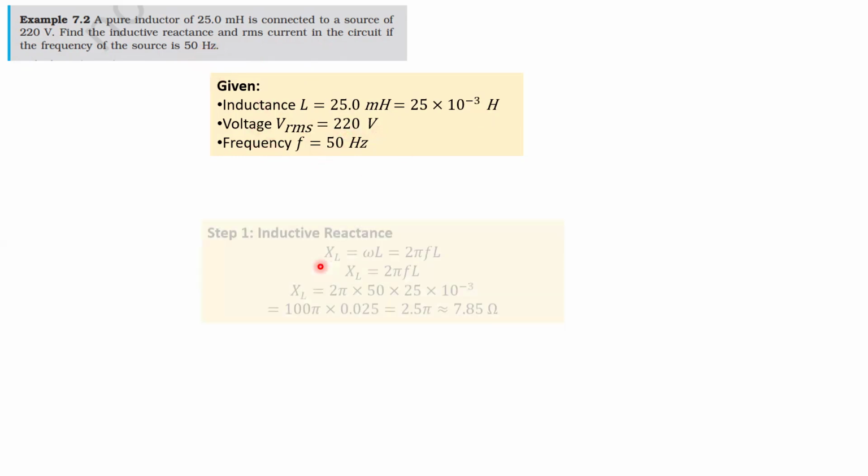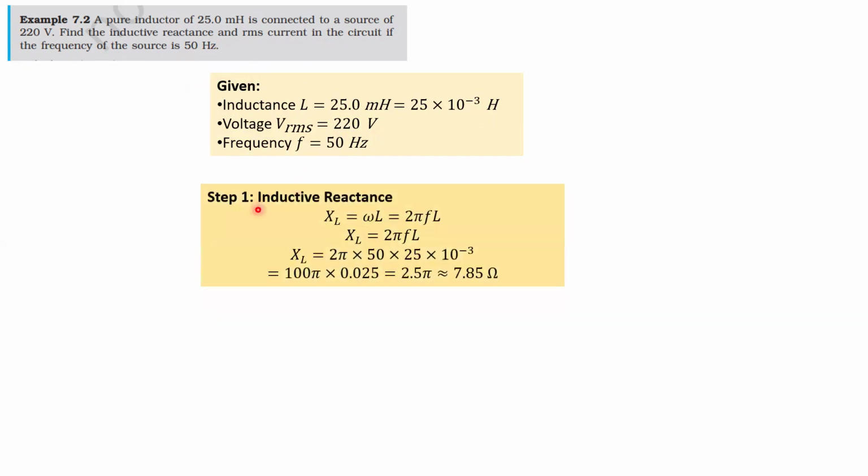Okay. What we have to find out? First one, we have to calculate inductive reactance, XL. Formula, XL equal to omega L, where omega equal to 2 pi f. That is 2 pi, frequency 50, L value 25 into 10 to the power minus 3. If you simplify, you are getting 100 pi into 0.025, or 2.5 pi, nearly 7.85. What's the unit for XL? Ohm, resistance.